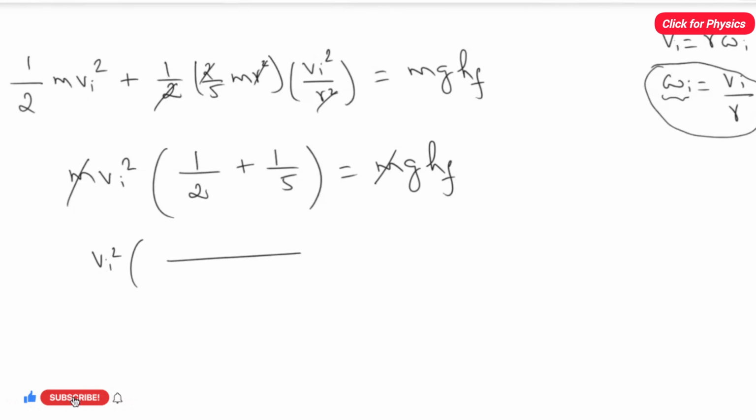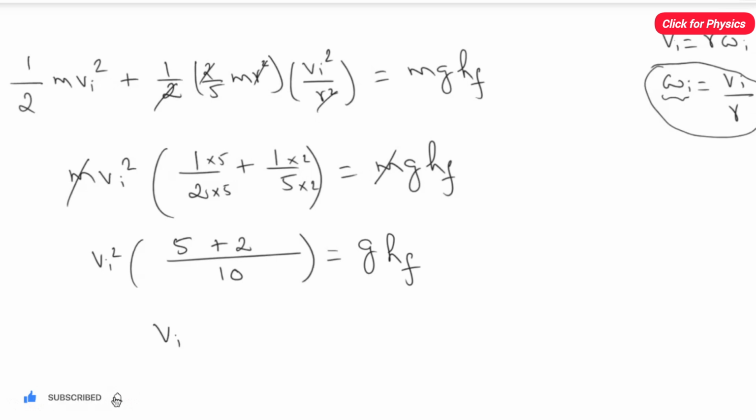Inside the bracket we have to take the common term, so I am going to take the LCM. Here I am going to take 10 as our LCM. To get 10, we have to multiply this term by 5, so we multiply the top also. Likewise, for this term, to get 10 we multiply by 2, and do the same thing on the top. So you will get 5 plus 2 in the bracket, and then the remaining term g multiplied by hf. Now we have vi square, and inside the bracket 7 over 10, and on the right hand side g multiplied by hf.